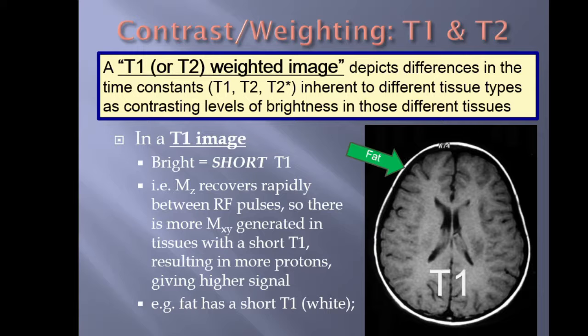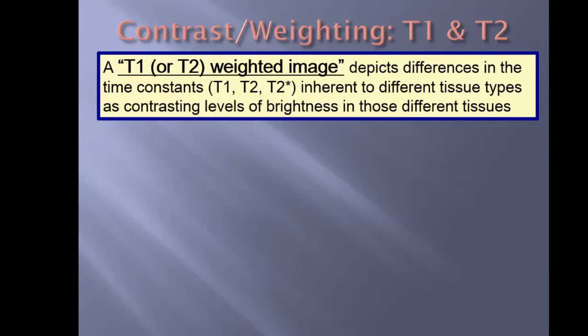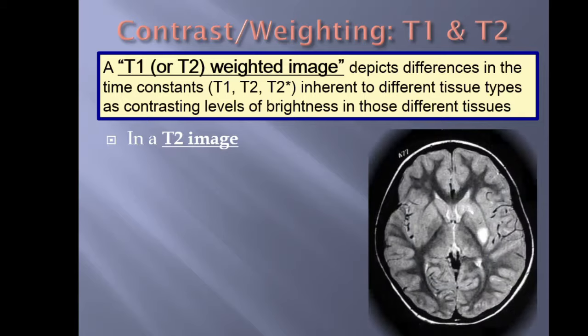Fat has a very short T1 time. CSF has a very long T1 time. So in a T1 weighted image, we've manipulated these factors, which I'll put in air quotes for now, and we'll discuss that in detail in a few minutes. We've manipulated the parameters to bring out the fact that CSF has a long T1 and fat has a short T1. That's all that a T1 image is. It's showing the T1 characteristics of different tissues relative to one another. Okay, same definition of tissue weighting.